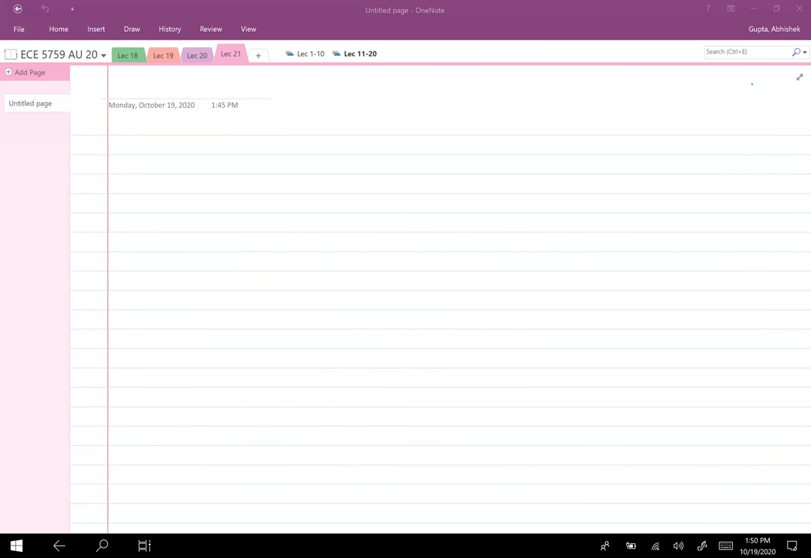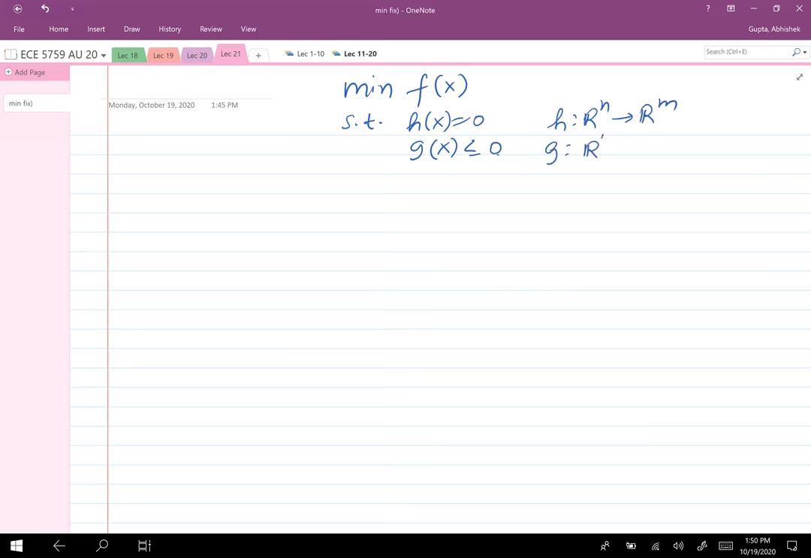So we want to solve the following problem. I want to minimize the function f(x) such that h(x) equals 0, g(x) is less than or equal to 0. h is a function from Rn to Rm, g is a function from Rn to Rr, x is in Rn. Okay, so this is a problem that we would like to solve. We want to compute the x star and the corresponding Lagrange multipliers for this particular problem.